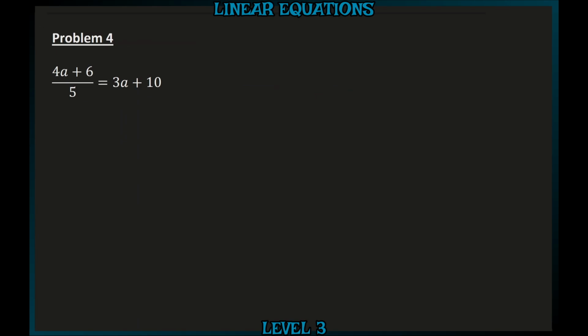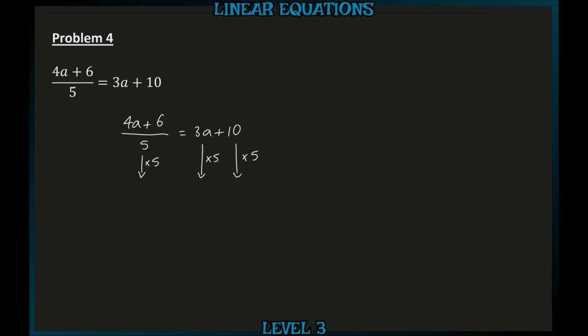In problem 4, we're solving the equation 4a plus 6, all divided by 5, is equal to 3a plus 10. Now the first thing we'd like to do is remove the fraction from the left-hand side. And so to remove the divide by 5, which is at the bottom of that fraction, we use its inverse and we multiply by 5. Now when we multiply an equation by 5, we need to multiply everything in it by 5. So here we need to multiply 3a by 5, and we also need to multiply 10 by 5.